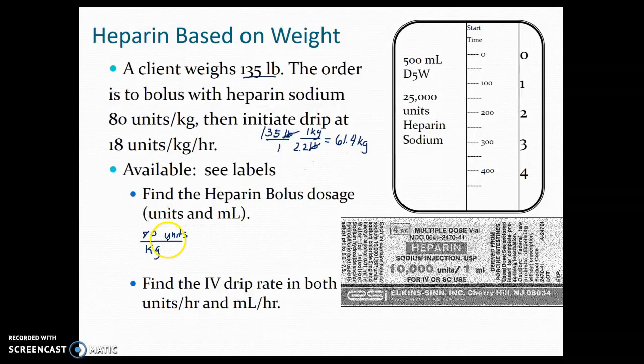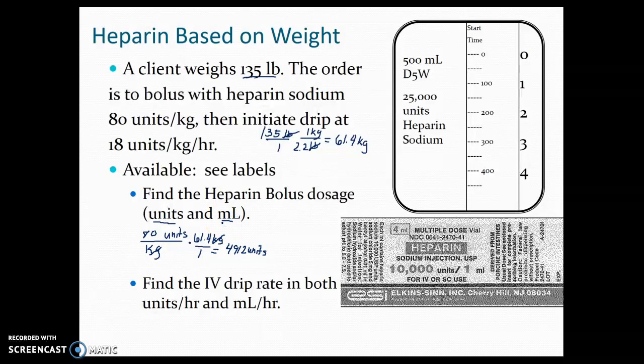So back to my problem, 80 units per kilogram for the bolus, and I want to get to just units, so I'll multiply by the 61.4 kilograms, and that will allow me to cancel the label of kilograms. So I multiply on my calculator, and I came up with 4,912 units. So that is one of the answers that I'm looking for, because it asked me to find this in units.